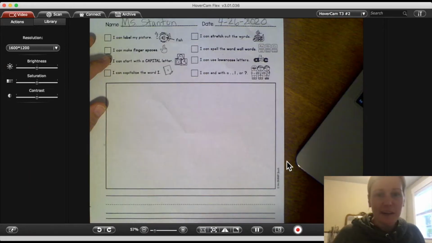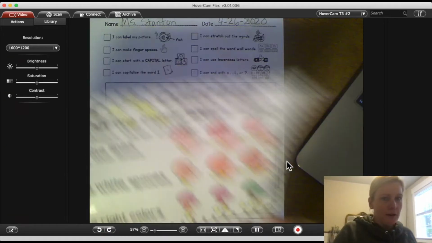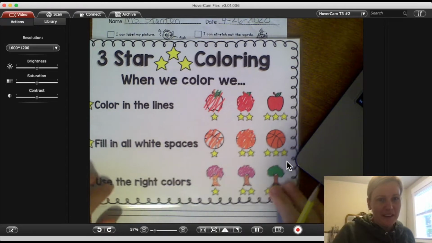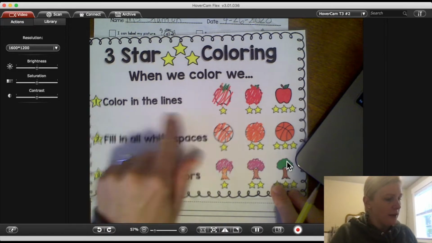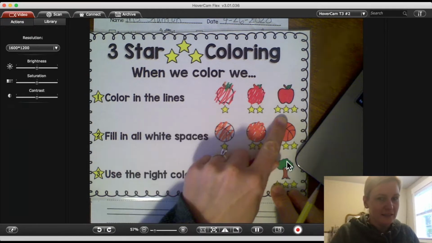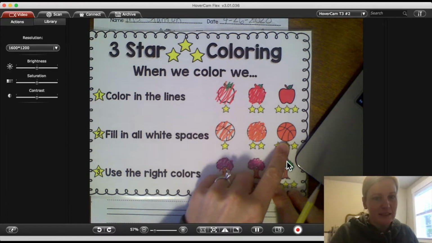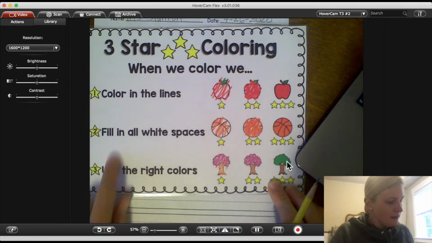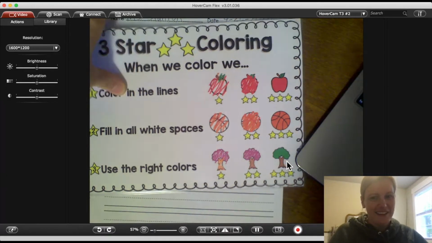Next thing I need to do is make my drawing. Remember, when we do kindergarten coloring and drawing, we like to color in the lines. We like to fill in all the white spaces. And we like to use the correct colors. Let's go ahead and begin.